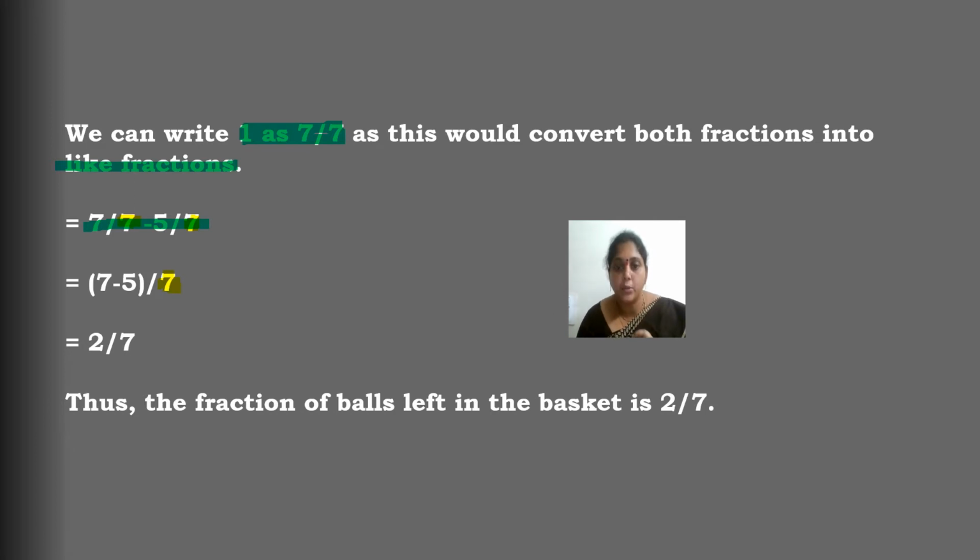Now what are the two digits you have to subtract? You have to subtract 7 and 5. So when you are subtracting 7 and 5 here, what will be your number you are getting? You are going to get 2 by 7. Thus, the fraction of balls left in the basket is 2 by 7. The balls left in the basket are 2 by 7 fraction.